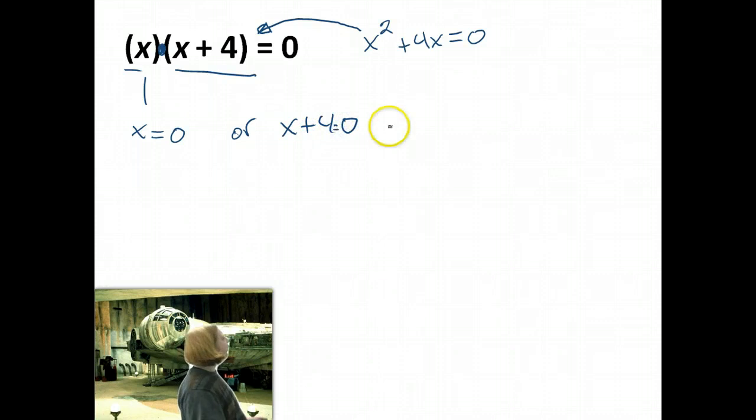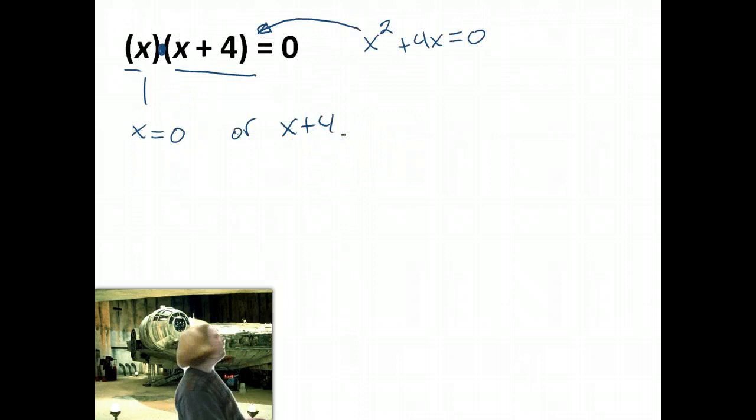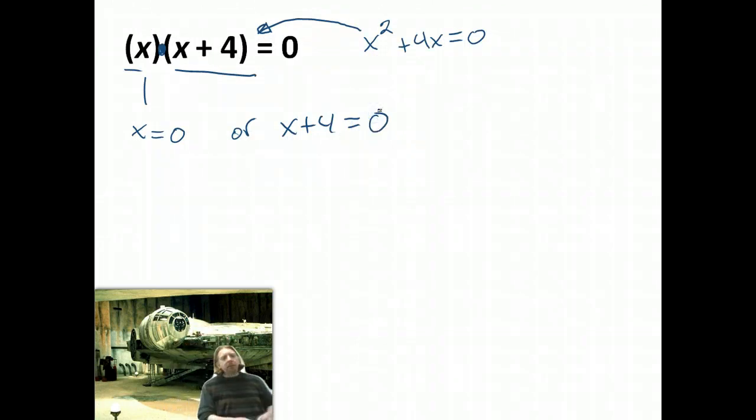That's terrible. Let's clean that up and try again. Wait, hang on. A little more room in there. What was the problem? x and x plus 4 equals 0.